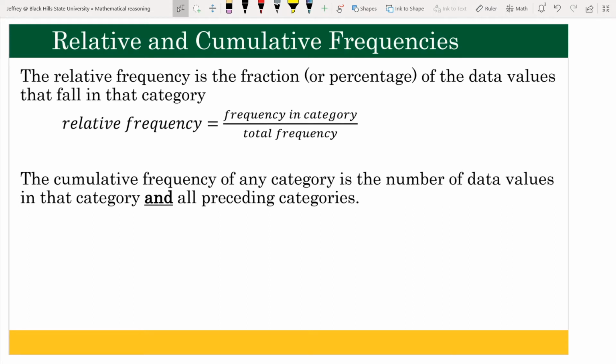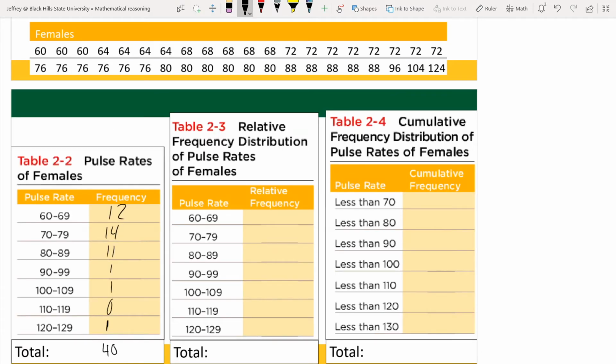So to figure out the other two tables, we would need to find the relative frequencies for each category and then the cumulative frequency for each category. To find the relative frequency, we take the frequency in each category and divide it by the total frequency for the whole table. Looking at the relative frequency distribution table, I can start writing that out, taking each frequency divided by the total. So if we take 12 divided by 40, that gives us 30%, or 0.3.